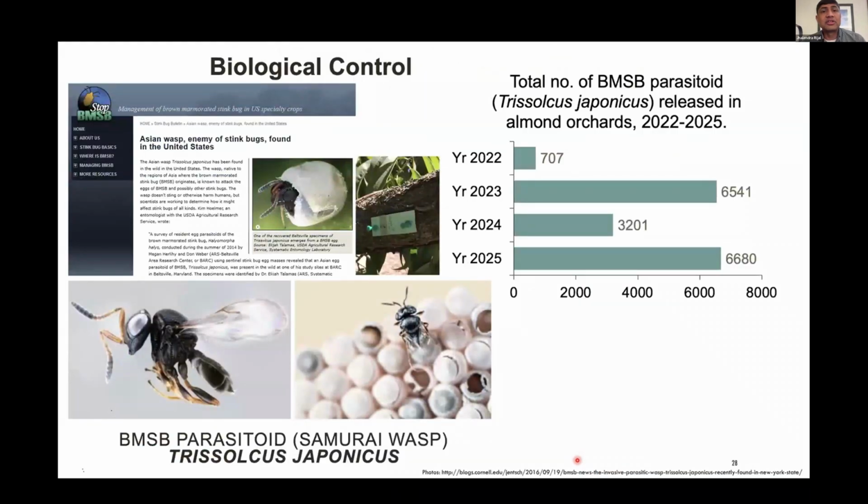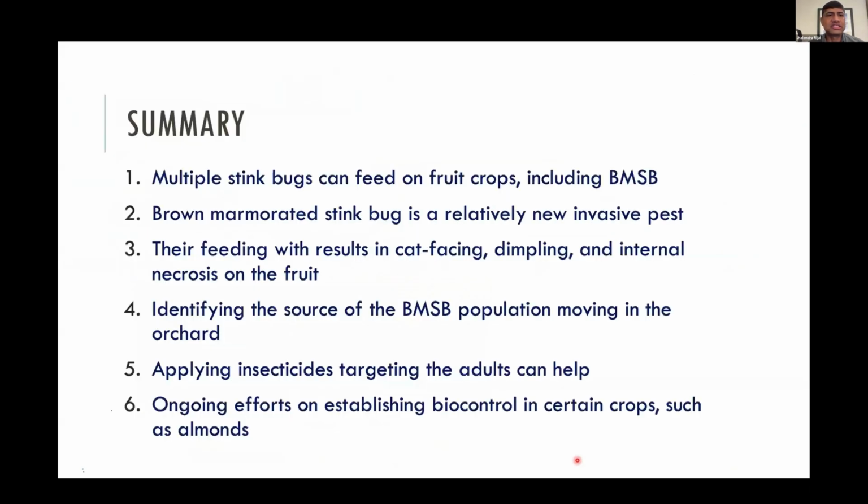We're also working on some biological control options. This is still in the trial stage, so we're releasing Trissolcus japonicus, which is a parasitoid that attacks the eggs of BMSB in multiple almond orchards where we see BMSB present. We've been releasing it every year in more and more numbers. The idea is that if we can establish this population in the area, then that can help to reduce the stink bug population. This is work done in collaboration with the CDFA. They are the ones rearing this parasitoid and bringing it to us, and then we go and put them out there. Those are some of the long-term control strategies for this stink bug.